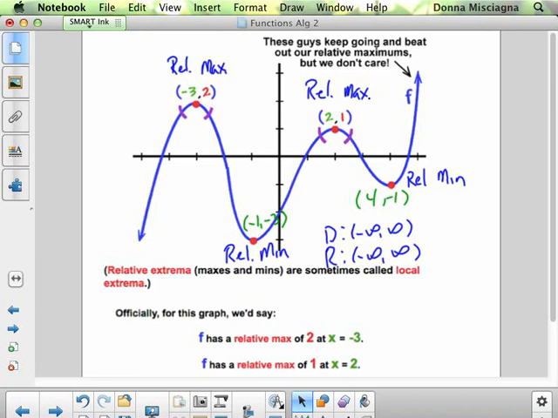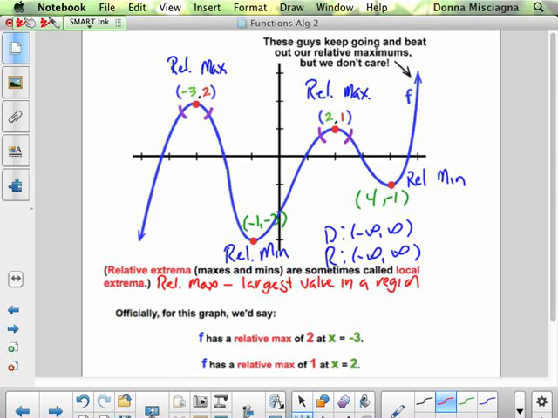So let's add our definitions here. So relative max is the largest, highest, I guess largest value in a region, and the relative min is the smallest value in a region.